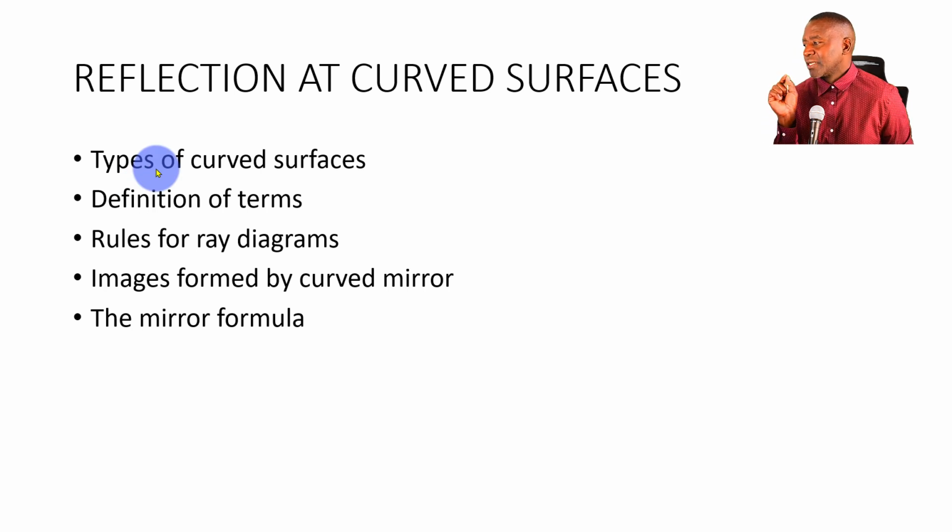We're going to look, briefly, at the types of curved surfaces. We look at the definition of terms. We look at rules for ray diagrams. We look at images formed by curved mirrors or curved surfaces. And then we look at the mirror formula. This is where we deal with the calculations, and that is where the majority of the challenges come in. But I will start from here, looking at the types of curved surfaces that we have.